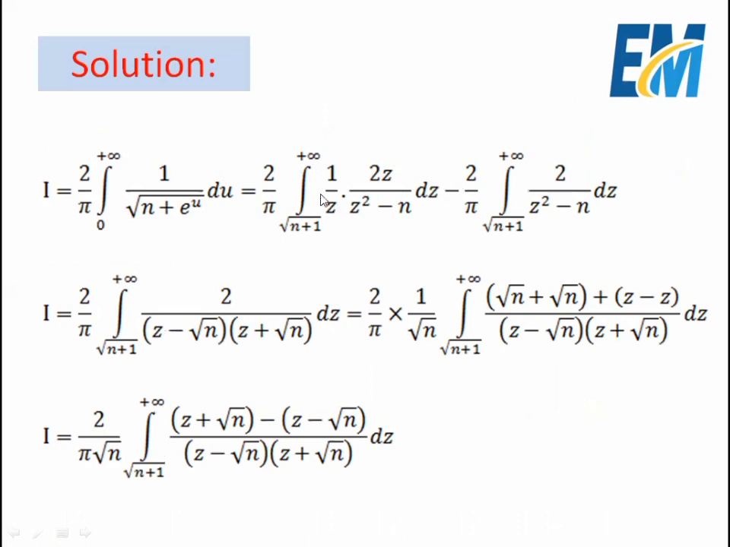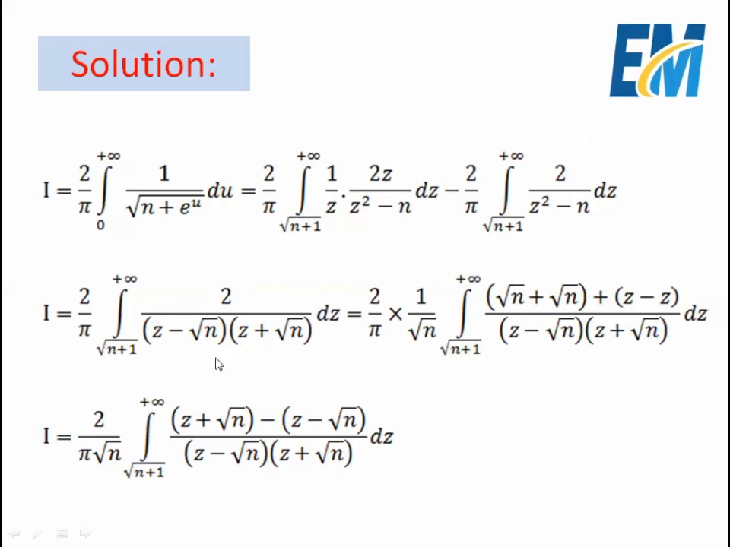So here we have I equals 2 over pi, with the negative sign cancelled. Here we can cancel out z and z to get I equals 2 over pi times the integral from square root of n plus 1 to plus infinity of 2 over z squared minus n. By factorizing the denominator, we get 2 over (z minus square root of n) multiplied by (z plus square root of n). Now we have to work with this term.